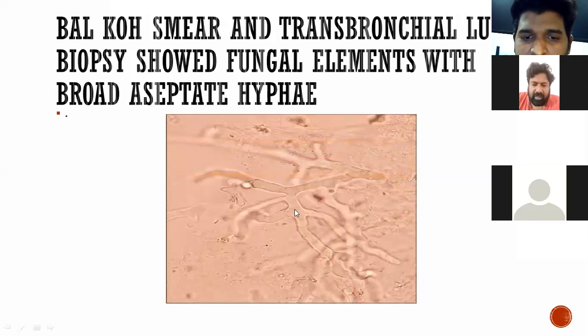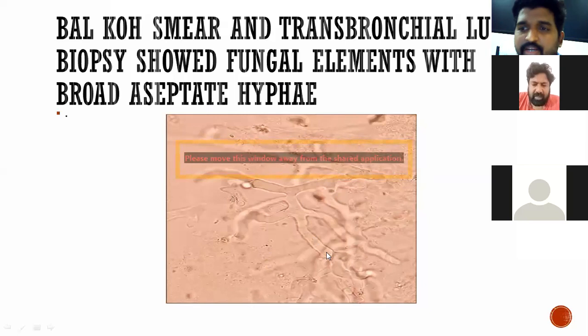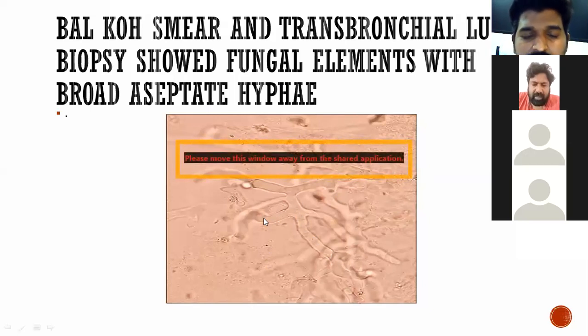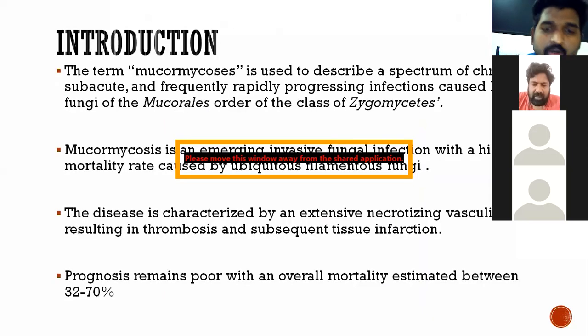You could see the fungi, and you see that these fungi are broad. It's not a thin, slender fungus. It's broad, and you could see the branching hyphae is exactly at right angles, which is very, very typical of Mucor. Okay, let's go to the topic of today's session, that is mucormycosis.